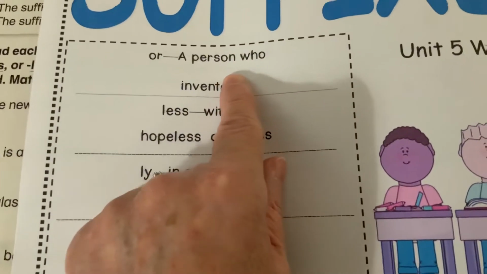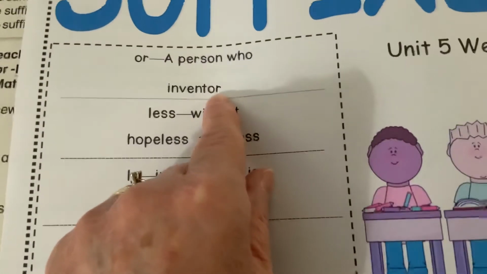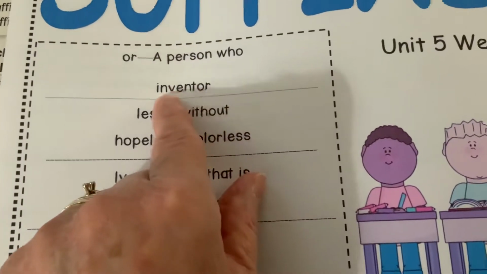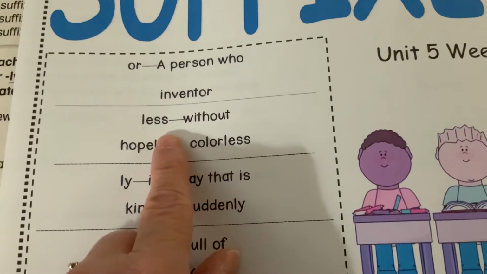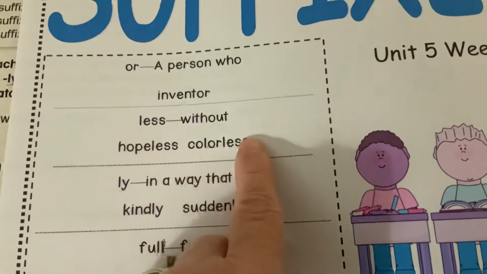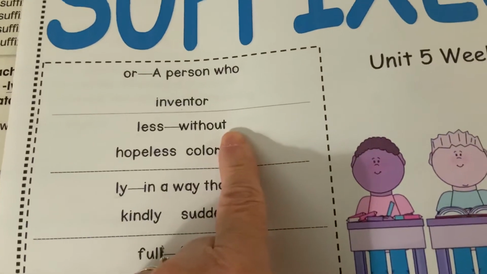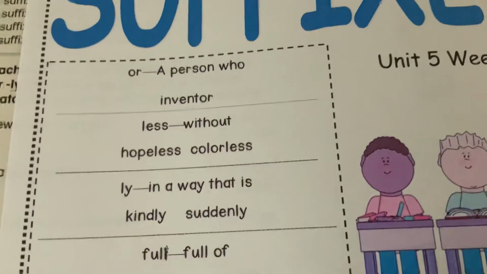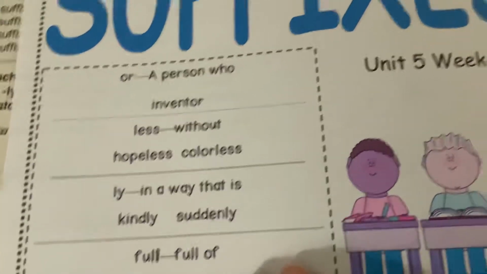Invent is already a word. You add the suffix and it changes it to a person who invents. Hope, you add less to hope. Hope is already a word. It becomes hopeless. You add less to color. Color is already a word. It becomes colorless. So you have to add it to a word that's already there.